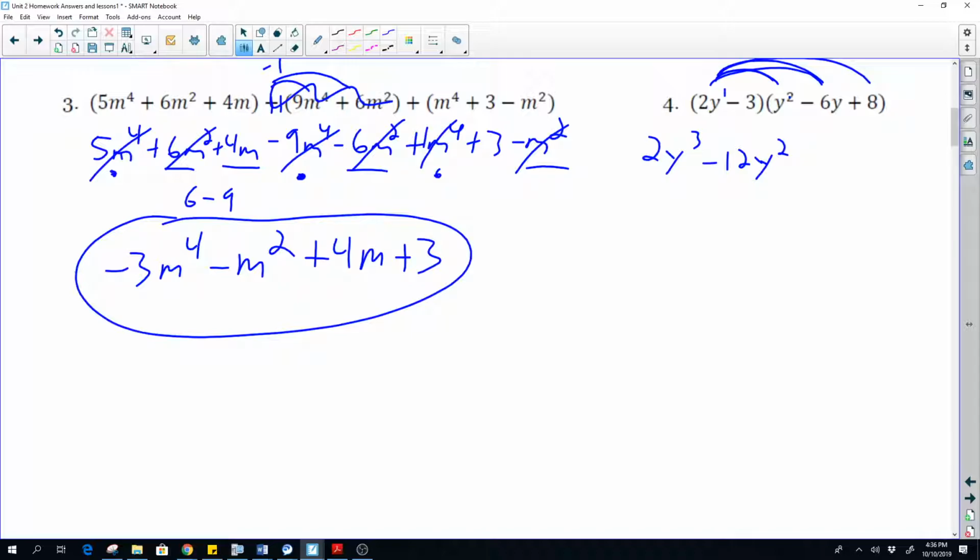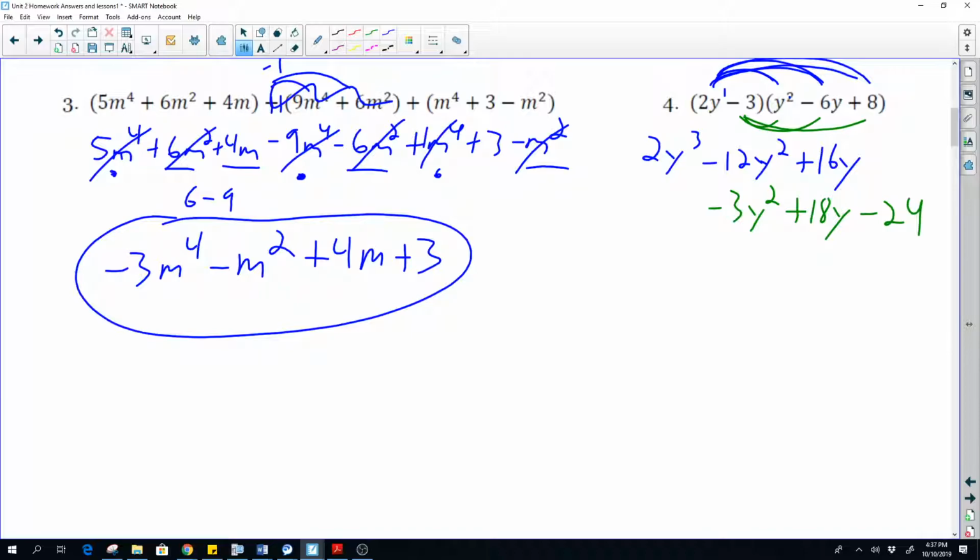Beautiful. Then we have the 2y with the 8, which is going to be a 16y. Guaranteed to see this on the test. Quiz next time. Okay, then we multiply negative 3 through as well. So we can use a different color if you're sick of blue. Okay, fine. There we go. So negative 3 times y is negative 3y squared. Negative 3 times negative 6 is a positive 18y. And then negative 3 times 8 is a negative 24.